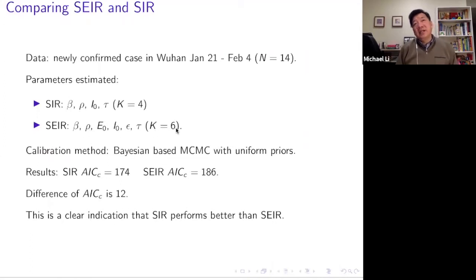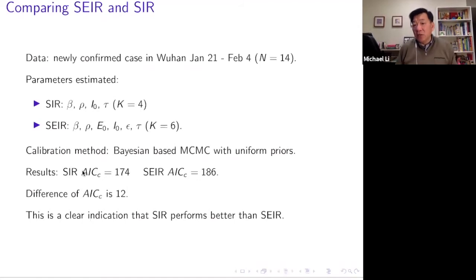And then you have to think about it. Yes, SEIR is more realistic than SIR, but I have 2 more parameters to fit with the same data as before. Do I gain that advantage, or do I lose that advantage by introducing an E? So we did a fitting, and we looked at the AIC for SIR, it's 174, the other one 185, and the difference is 12. Anything bigger than 10 basically means this should be discarded. So SEIR is definitely worse in performance.